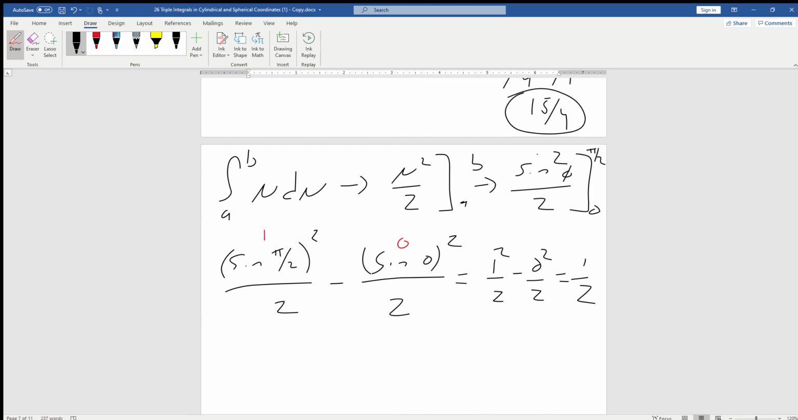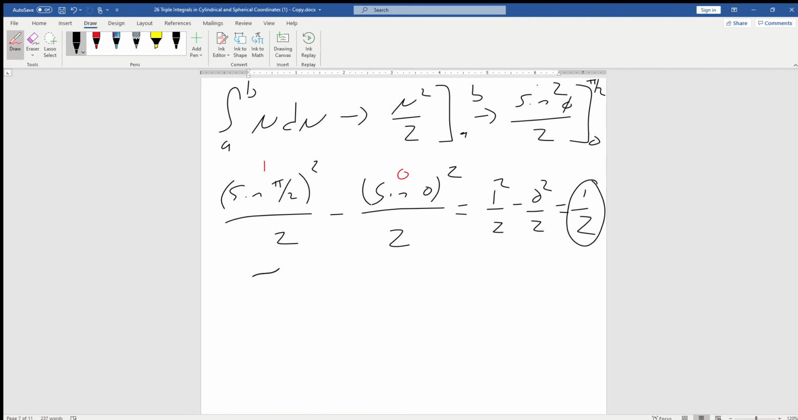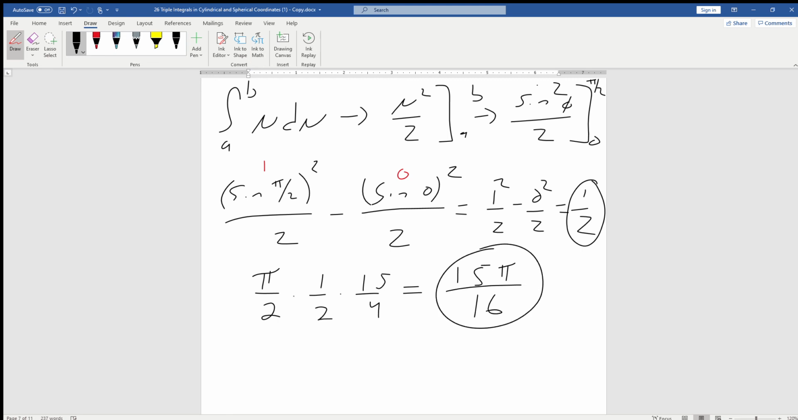And now we're going to take that pi halves that we got from theta, the 15 fourths we got from rho, and the 1/2 that we just got from phi. And so for our answer, we're going to have pi halves times 1/2 times 15 fourths, and the value of the integral is 15 pi over 16.